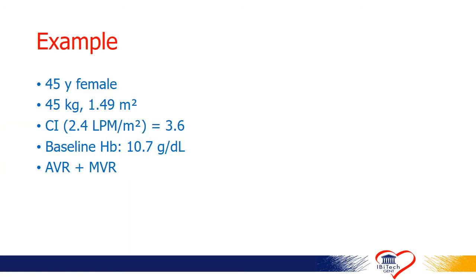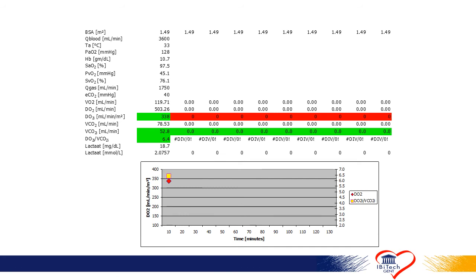Now, let's take an example. Here we have a small female. She has a calculated flow with a fixed blood flow of about 2.4 liters per square meter. It would be 3.5 liters per minute. She starts with a relatively low hemoglobin, and it's a combined valve procedure. And as you can see, at the start of bypass, everything is fine.